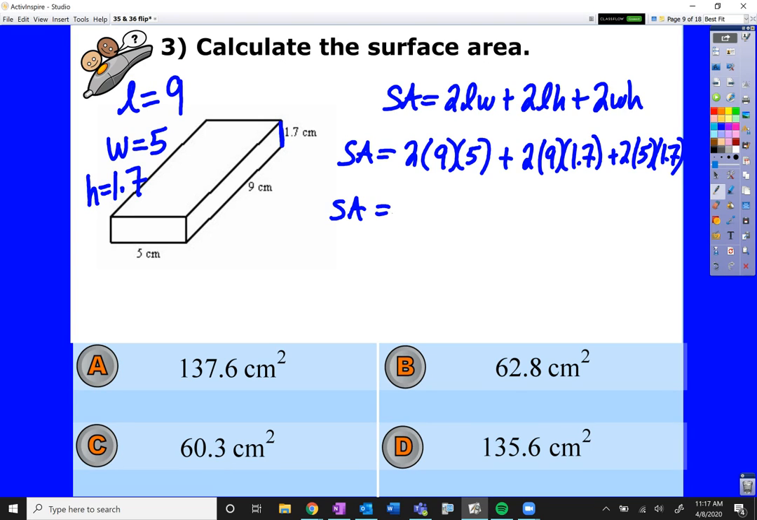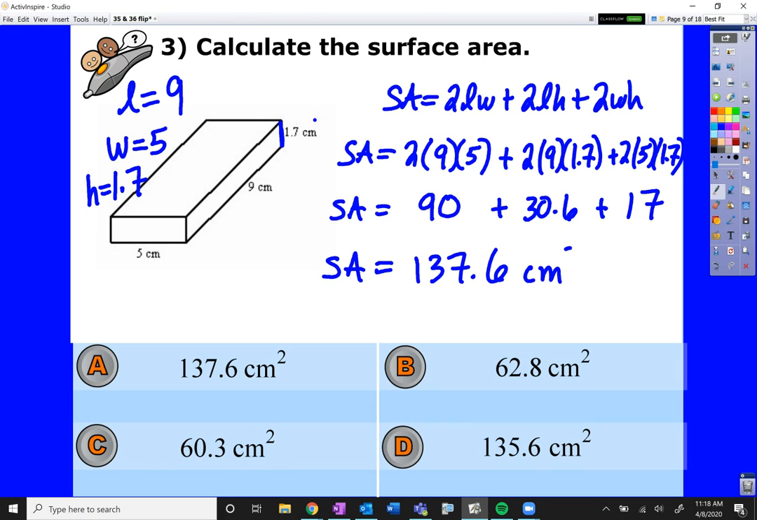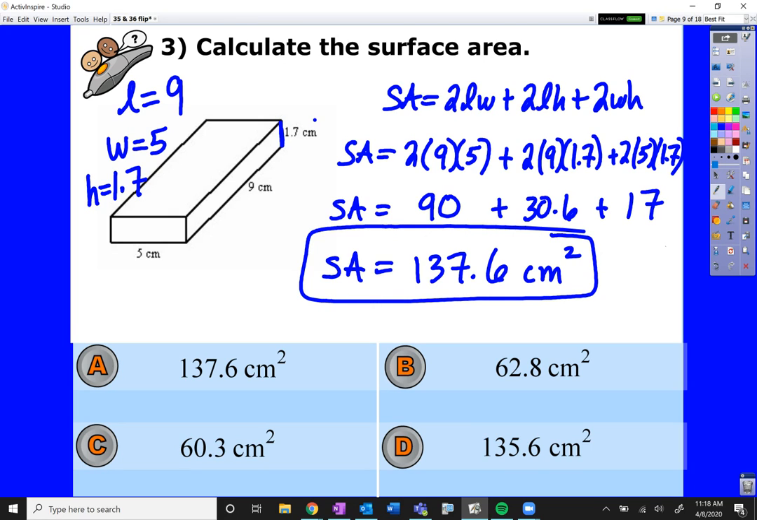Order of operations, I'm using my calculator. Got to do all the multiplying first. 2 times 9 times 5 is 90. 2 times 9 times 1.7 is 30.6. 2 times 5 times 1.7 is 17. We got our 3 values. Add them all up. 90 plus 30.6 plus 17 is 137.6 units squared because it is surface area. Bada bang, bada boom.